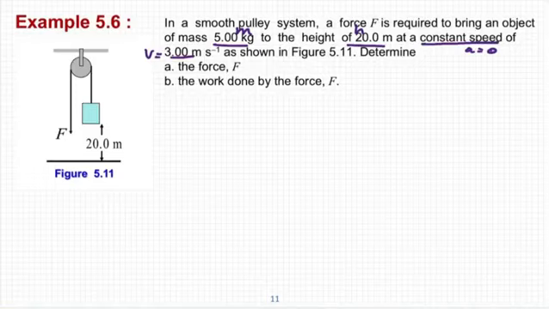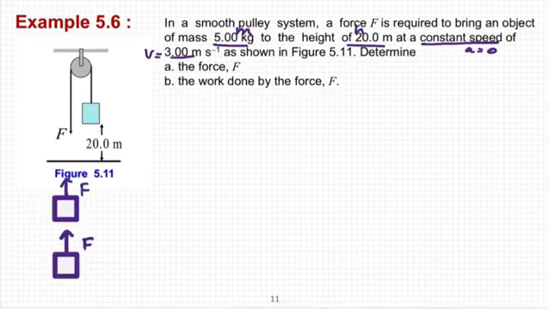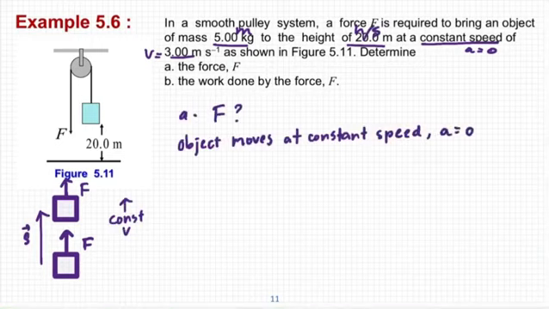Initially the object is on the ground, and then it is brought up to a height of 20 meters by the force F. So we can draw the diagram like this, and then we can also draw the displacement of the object. The displacement is equal to the given height, which is 20 meters. And we know that the object is moving with constant speed, so we can apply Newton's first law, in which the net force is equal to 0.